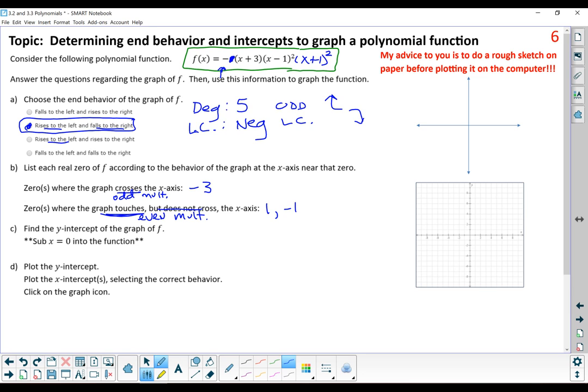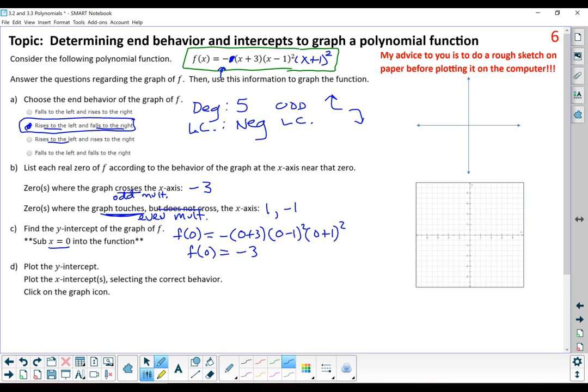Okay, it's going to ask you to find the y-intercept of the function. Just sub in 0 to find the y-intercept with polynomials and with all other functions. So this is -(0 plus 3) times (0 minus 1) squared times (0 plus 1) squared. Don't neglect a negative at the front if it's present there. So f of 0 is -3, and you could type that in your calculator or do it in your head.